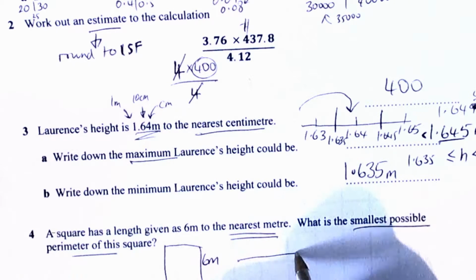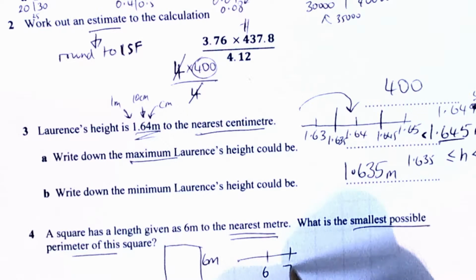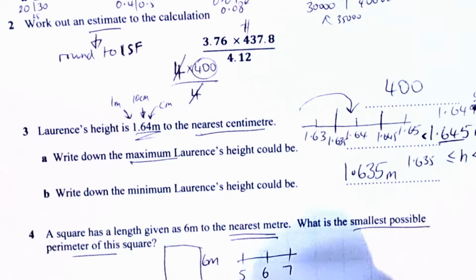So we were measuring these to the nearest metre, so the scale we were using is going up in whole numbers, whole metres. Therefore the boundaries, which are how small the measurement could have been before it was rounded up, and how big the measurement could have been before it was rounded down. So these are the boundaries. And the question talks about the smallest possible perimeter. So if we want the smallest possible perimeter, then we need to deal with the smallest possible length that the actual square could have had.